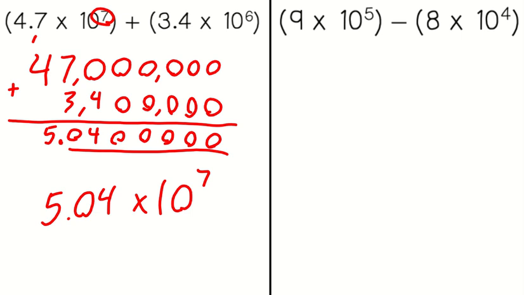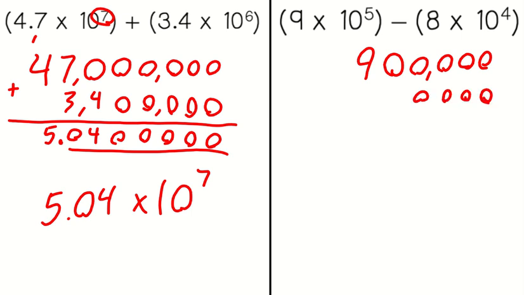All right, so this one here on the right. I got 9. I'm going to have 5 zeros. We got 8. How many? 4. When we have our zeros, we want to line them up from the right. And then I got my 8. So when I'm subtracting here, that's what I'm subtracting.